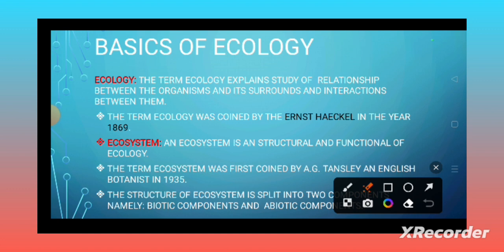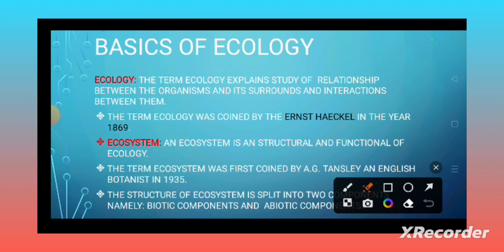The term ecology was given by the great scientist Ernest Haeckel in the year 1869. And the ecosystem is the structural and functional unit of ecology. The term ecosystem was coined by A.G. Tansley. Don't confuse the term ecology with the term ecosystem. Ecology is given by Ernest Haeckel and the term ecosystem is given by A.G. Tansley, who was a botanist. He gave it in the year 1935.